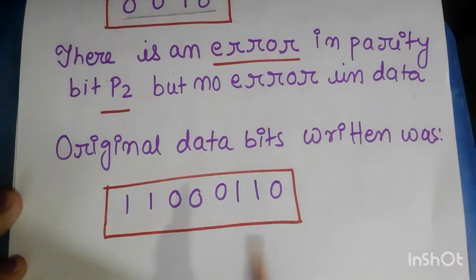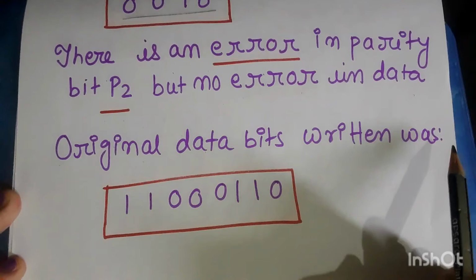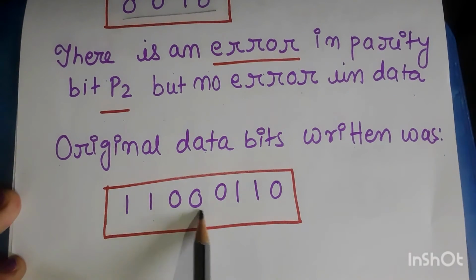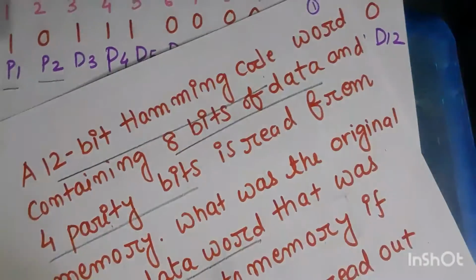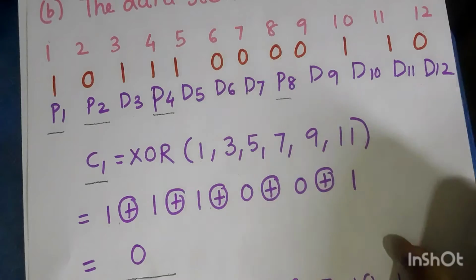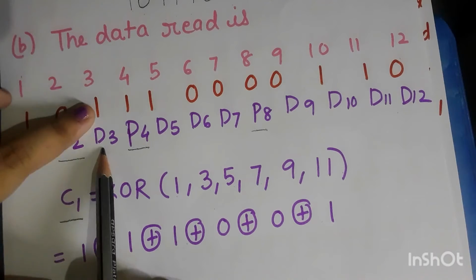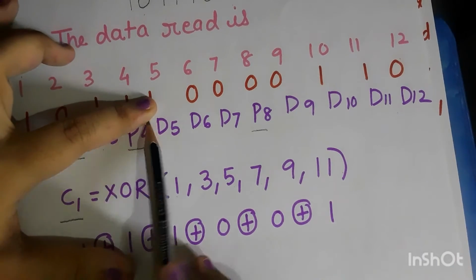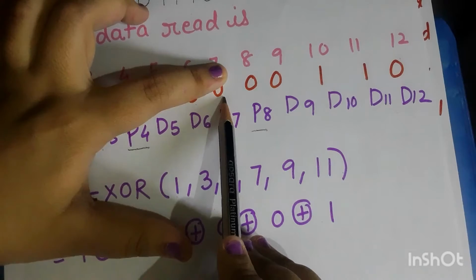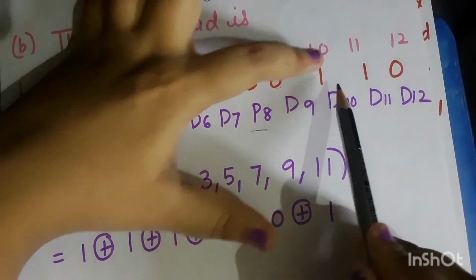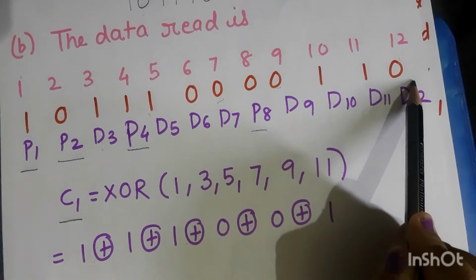So the original data that has been read is written as 11000110. How did we find it? D3 onward: 1 1 0 0 0 1 1 0. So this is the value which we have got for the original data that has been written.